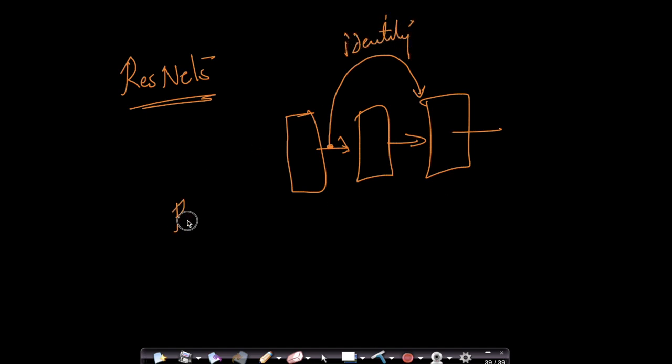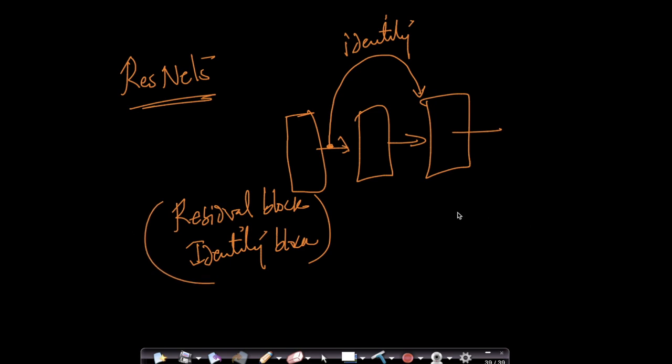Right? This was called the residual unit, or the residual block, or the identity block. Recall what we learned in ResNets. What did we do? We had a mechanism where I can jump over layers and just transfer the whole identity.